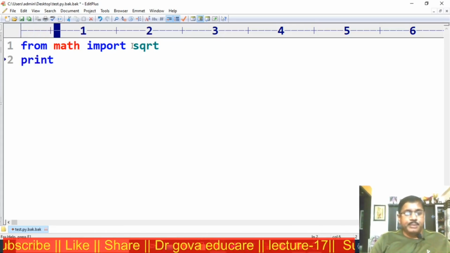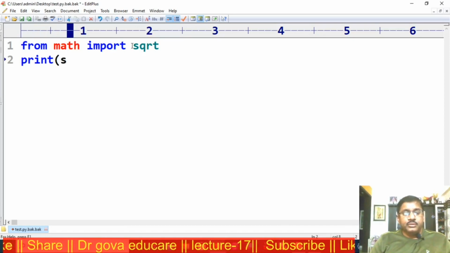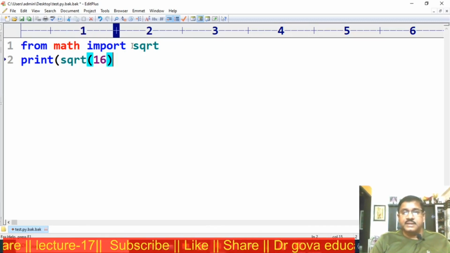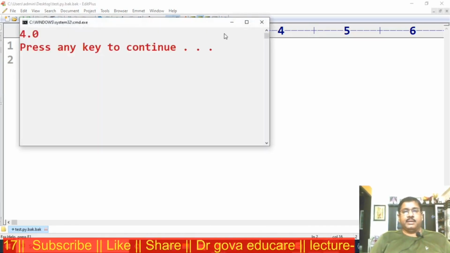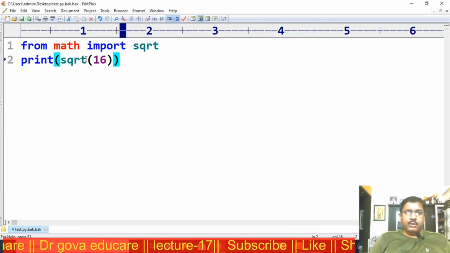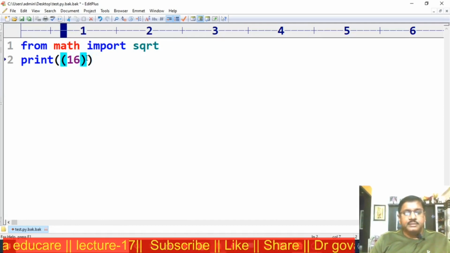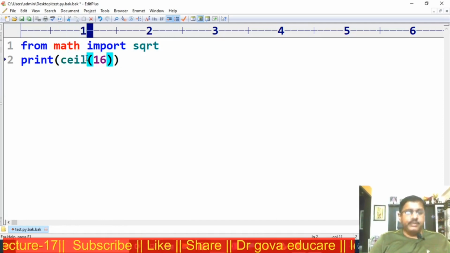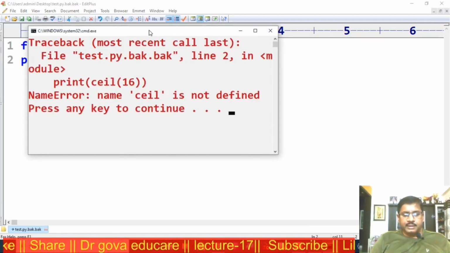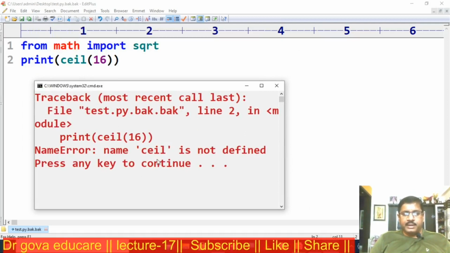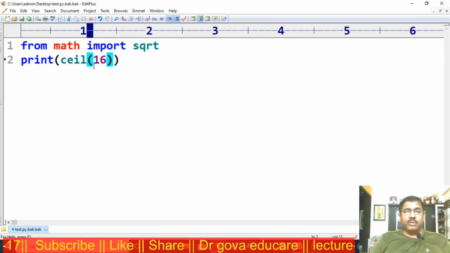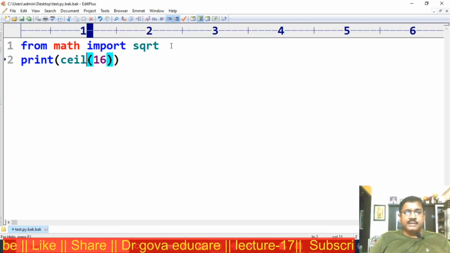Directly we can find out the square root of 16. Say print sqrt of 16. Directly it will be executed. Now I want to use the ceil function. Now I am executing this. We get an error, that is NameError: name ceil is not defined. That means here I am not importing the ceil function.